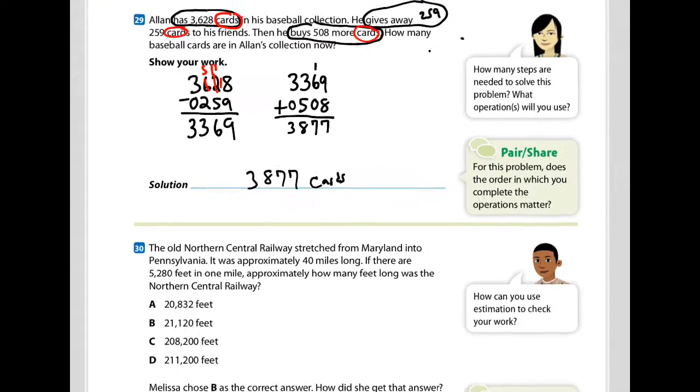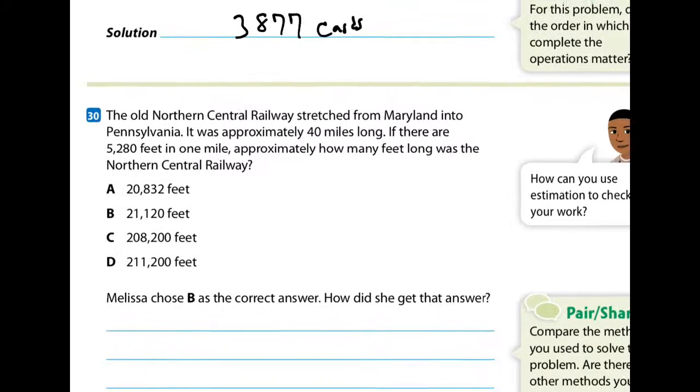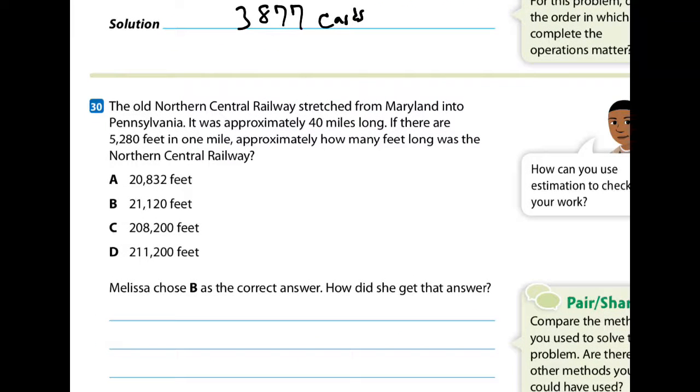All right, now, last problem here. It's going to be multiple choice. So what you're going to do is don't just choose an answer.